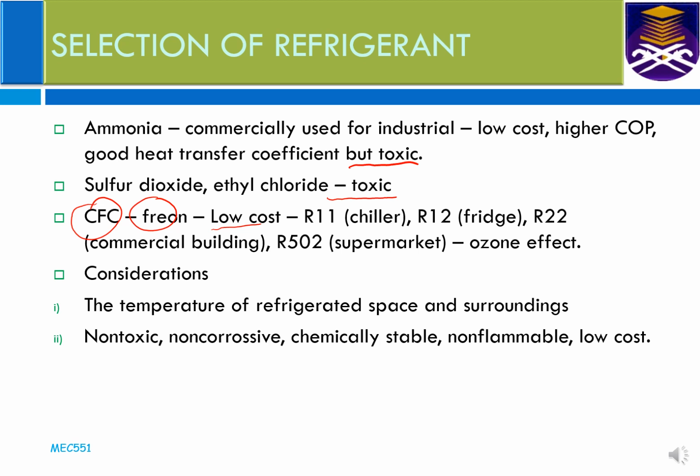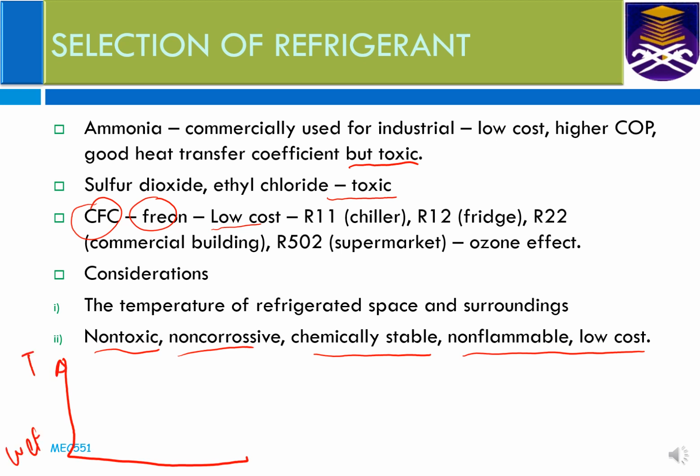So for the consideration in the selection of the refrigerant, you have to suit the temperature of the refrigerated space and the surroundings, and it should be non-toxic, non-corrosive, chemically stable, and non-flammable at low cost. In general, there are three types of refrigerant. The first one is known as the wet refrigerant. This is a temperature entropy diagram. For the wet refrigerant, usually the curve is like that, which is normal and you have seen before. Another one is known as the dry refrigerant.